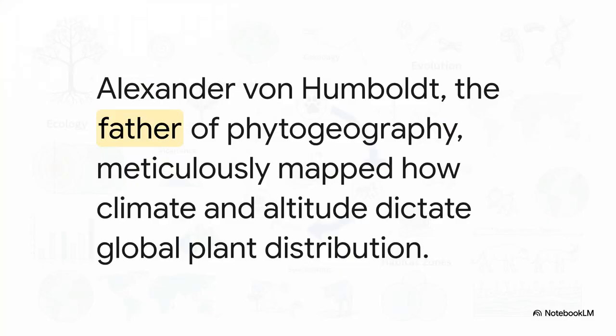A huge, game-changing leap forward came from Alexander von Humboldt. He's known as the father of phytogeography. Humboldt traveled the globe and actually invented the isotherm, those lines on maps that connect points of the same temperature. By painstakingly mapping climate and altitude, he proved that plant distribution isn't just random chaos. Life actually fits neatly into highly predictable, climate-driven zones.